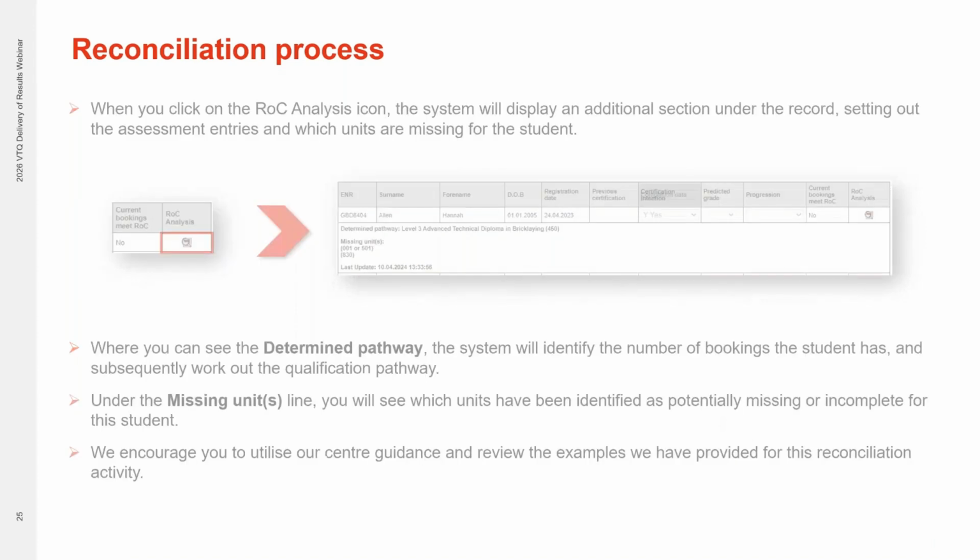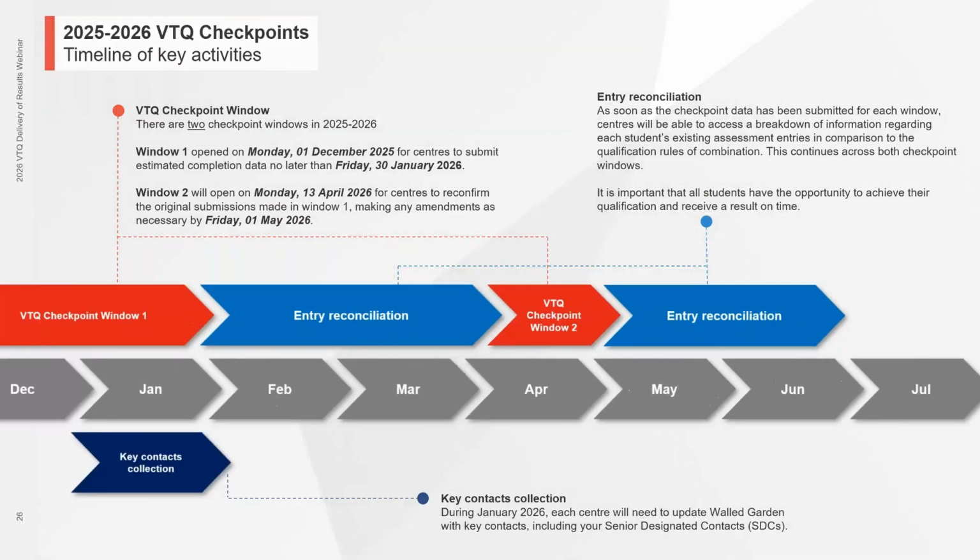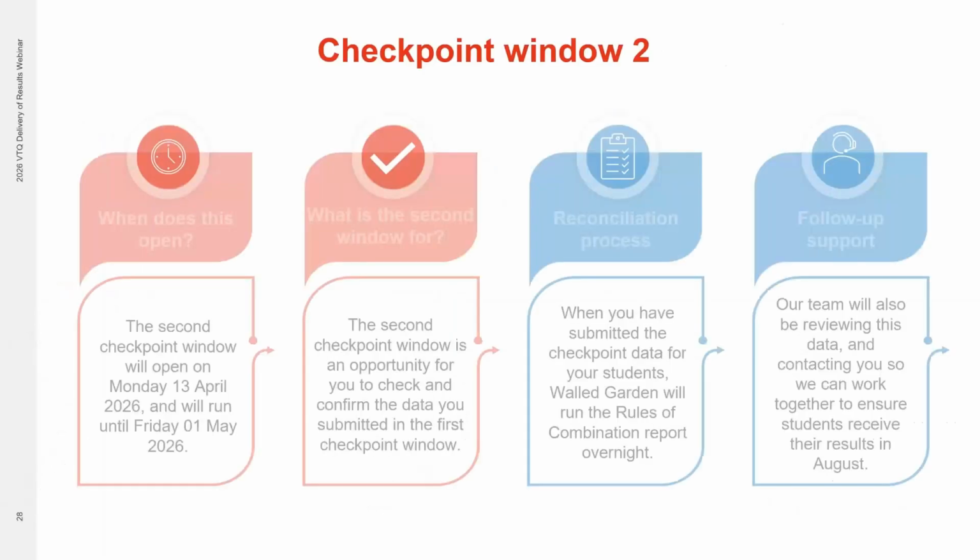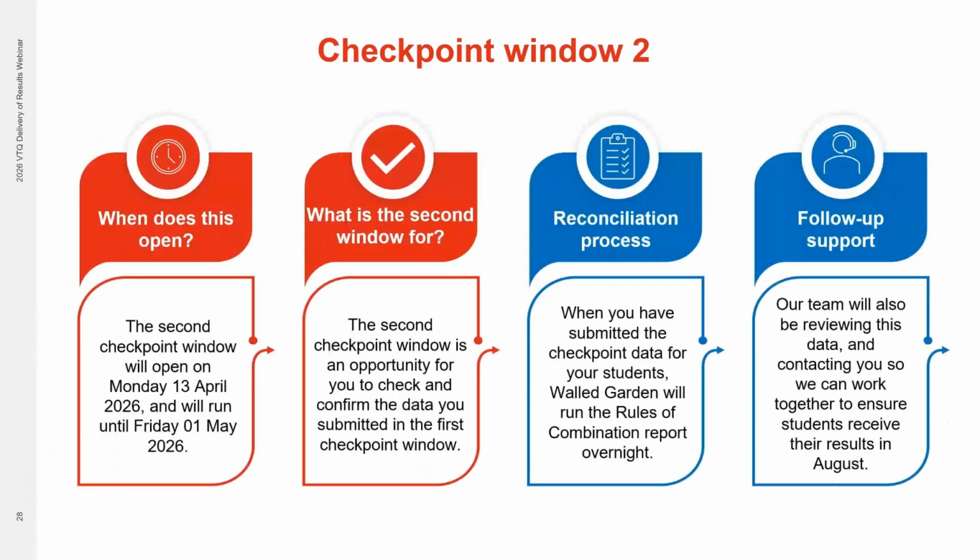Okay, so we're going to move on now to look at the second checkpoint window. So on this slide, we've got a bit more information about the second window. So when does this open? The second checkpoint window will open on Monday, the 13th of April, 2026, and will run until Friday, the 1st of May, 2026. Now, the reason that's a little bit shorter is because the second checkpoint window is an opportunity for you to check and confirm the data you submitted in the first window. And that data will be pre-populated into Walled Garden for you for the second window from what you entered in the first window. So this window is a little bit shorter, but it's just an opportunity to check and confirm the data you submitted in the first window.